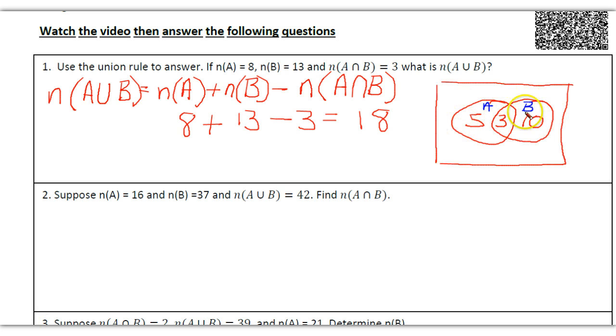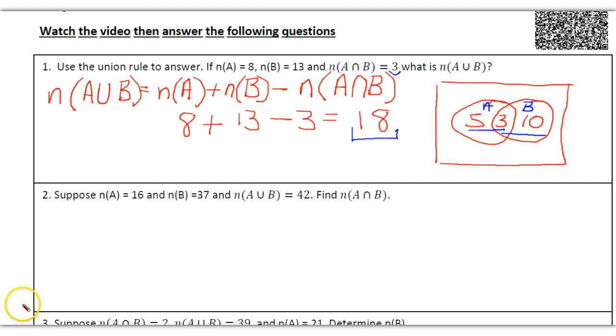And perhaps seeing it might be useful as well. So we know our intersection is 3, and we know A is 8, so what's left out here would be 5, but together this is 8. That's what A is. And then we know that B is 13, so the part left out here by itself would be 13 minus 3 is 10. So adding these up, we get the real number of 18.